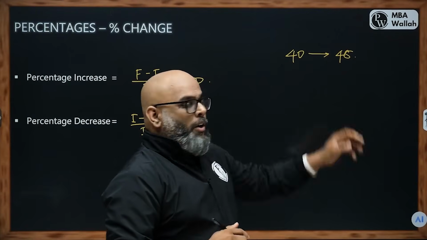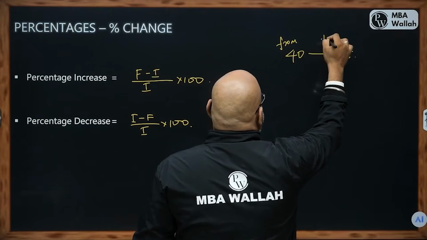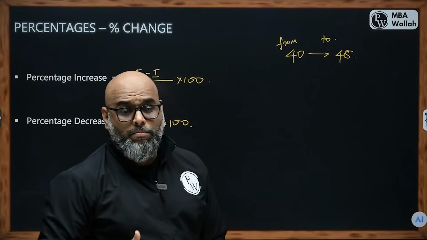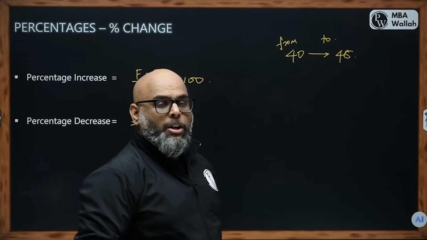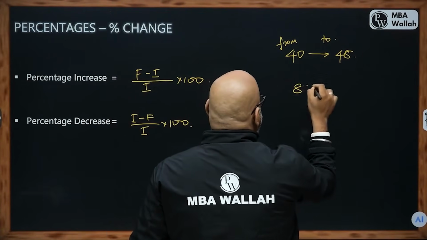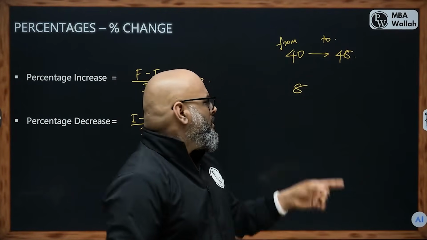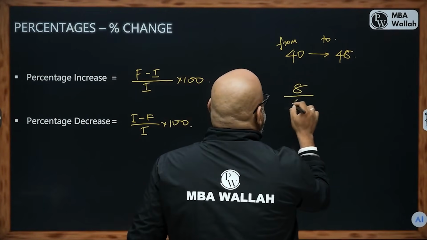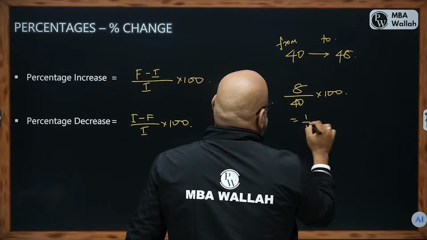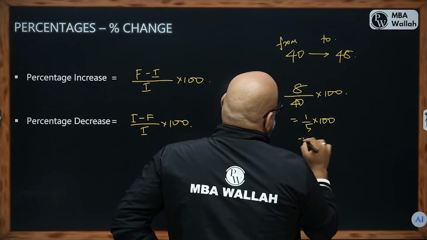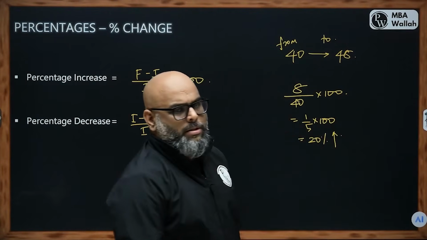So the change has happened from 40 to 48, right? So what is the change? From 40 to 48, it has increased by 8, and it has increased by 8 from where? From 40. So it will be 8 by 40 into 100, or it is 1 by 5 into 100, or that is a 20 percentage increase.